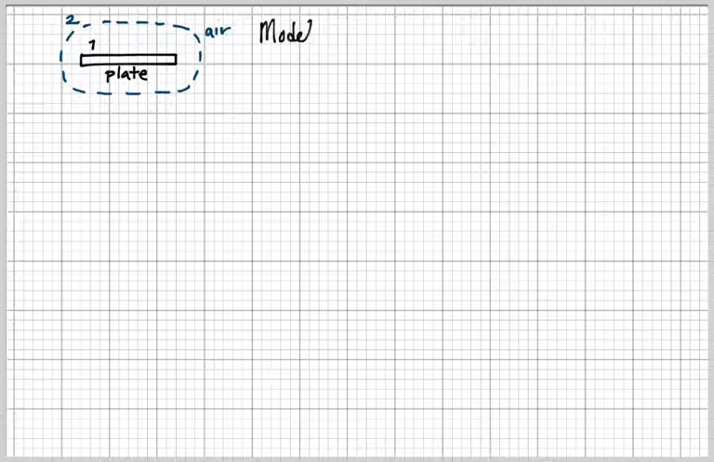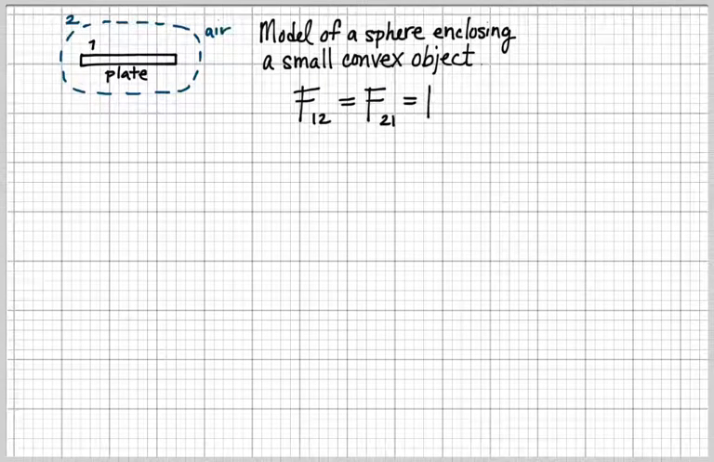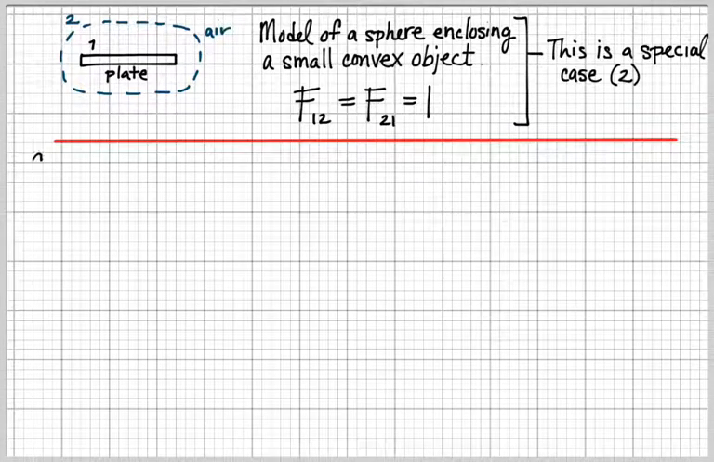And if you've looked at this, you've actually got a special case that's in our reading, where it's essentially the model of a sphere enclosing a small convex object. So obviously this convex object is the plate, and surface 2, the surrounding air, is in complete communication with surface 1, and so the view factor of 1 to 2, F12, is going to be equal to the view factor of 2 to 1, and that's going to be equal to 1. So this is a special case scenario that we're going to make use of to solve the problem. The special case is special case 2 from our earlier notes.